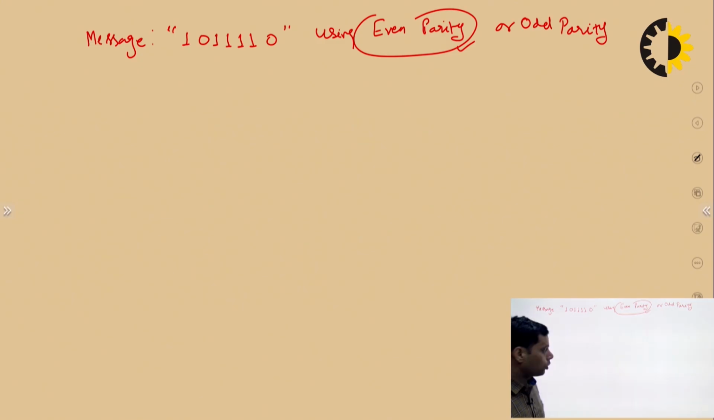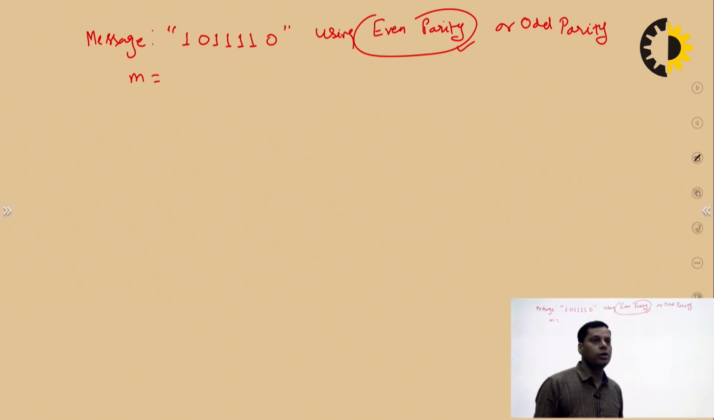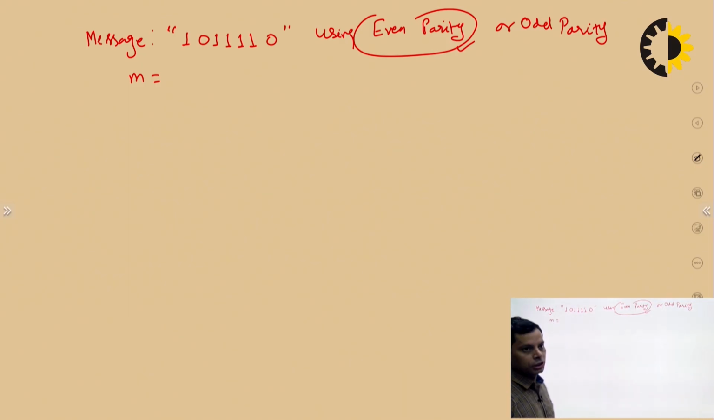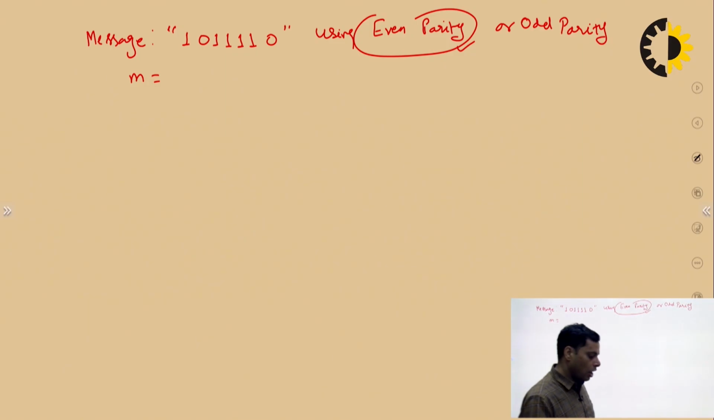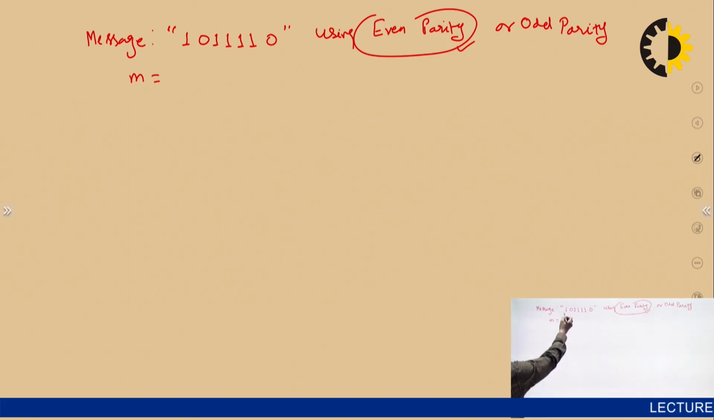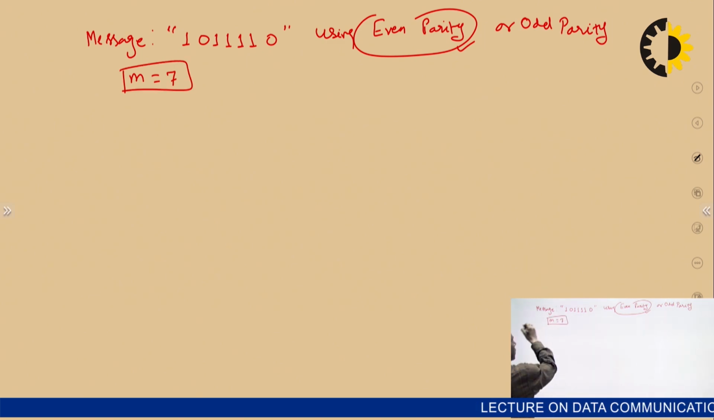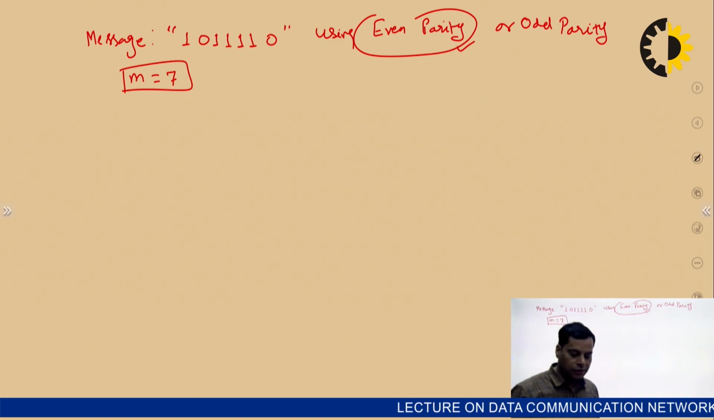First of all, we have to consider the length of this message signal. That means how many bits we are going to use here. The first point we have to clear is the length of this message. As we can see, 1, 2, 3, 4, 5, 6, 7. So the length of this message signal is now 7.